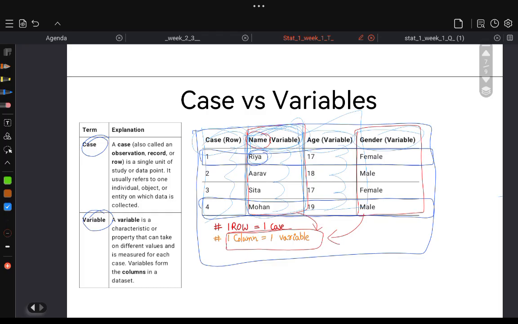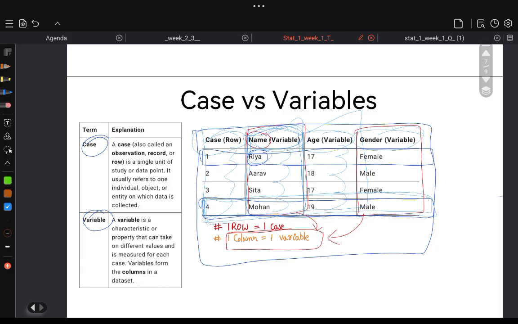Now comes the row part. Every row, see, the last one is Mohan. Mohan has the fourth serial number, name is Mohan, age is 19, and he is a male. So it is a case for Mohan, right? For every case there is a row associated with them. For every person, for every observation, Mohan is an observation, right? We are observing Mohan. Who is he? What is his age? What is his gender? So it is our observation, or it is our case.